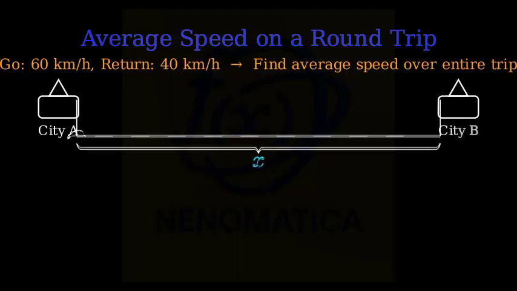Let us picture two cities on a straight road. The distance between them is unknown, so we will call it x. First, the car travels from city A to city B at 60 kilometers per hour, and then comes back from city B to city A at 40 kilometers per hour.